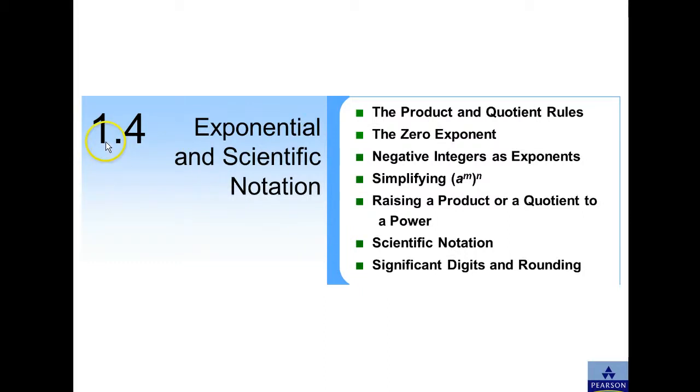On to Chapter 1, Section 4, Exponential and Scientific Notation. Here we'll go over the product rule and quotient rule, zero exponents, negative integers as exponents, simplifying something like this, raising a power to a power, raising a product or a quotient to a power. We'll do scientific notation and significant digits and rounding. Okay, this is taking a little bigger chunk.